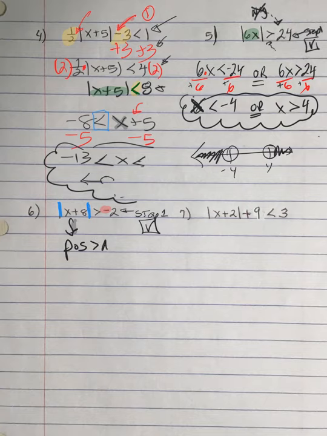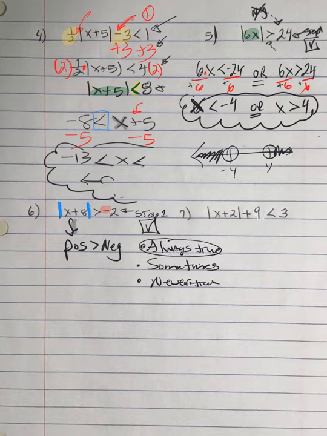But on this side, we have a negative number. So is a positive number greater than a negative number? Is that always going to be true? Is that sometimes true? Just sometimes? Is that never true? So a positive greater than a negative, isn't that always true? So that means because this is always true, this is going to be all real numbers. So no matter what number you pick, it's going to make the sentence true.